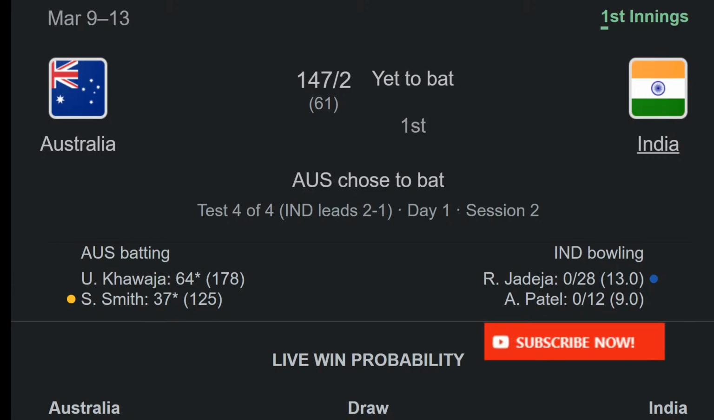Ravindra Jadeja, no wickets taken, 13 overs, 28 runs, no wicket. Axar Patel, 9 overs, no maiden, 12 runs, no wicket.